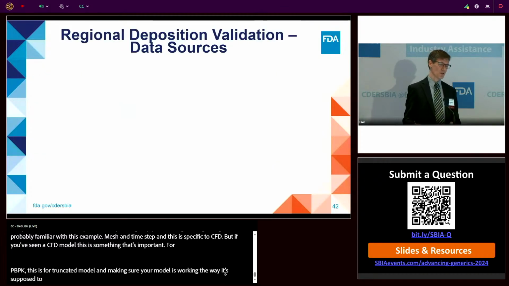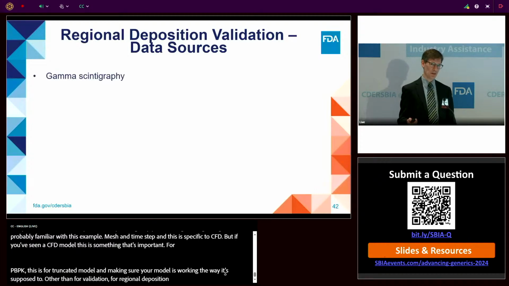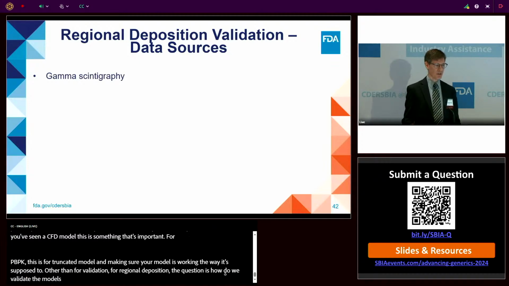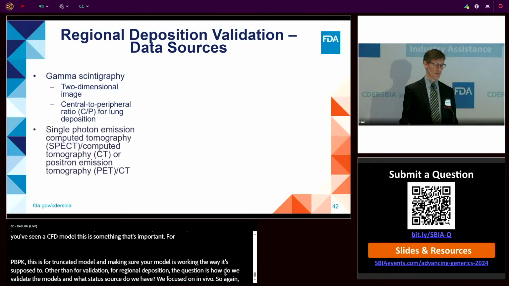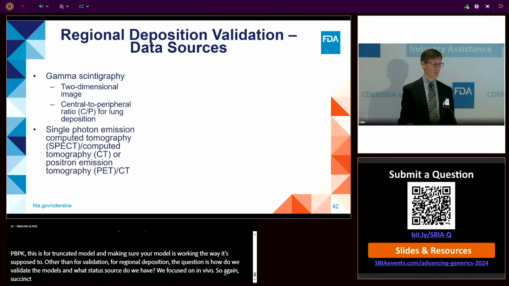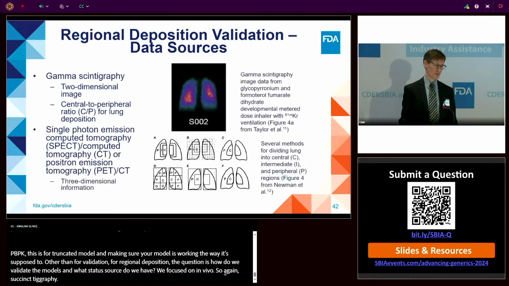But then for validation, for regional deposition, the question is, how do we validate these models and what data sources do we have? We've focused on in vivo data sources. So gamma scintigraphy is one source. This provides a two-dimensional image, and central to peripheral ratio can be quantified using this. There's also SPECT-CT and PET-CT, which can provide three-dimensional images. And this here shows an example of gamma scintigraphy where you can see the radio-labeled aerosol deposition locations.